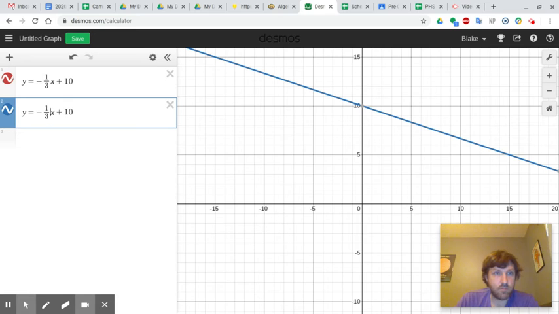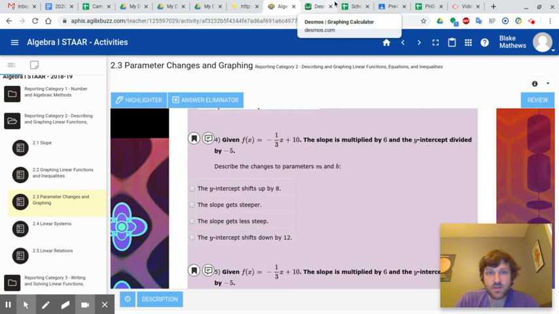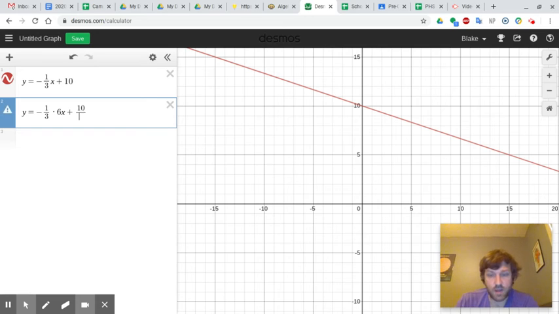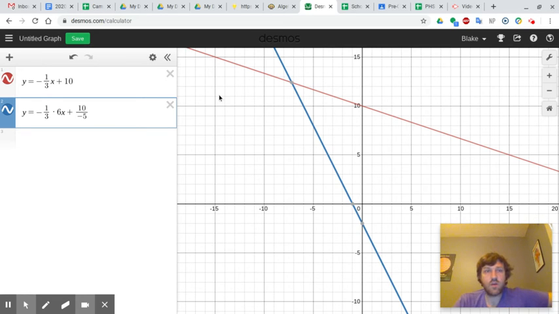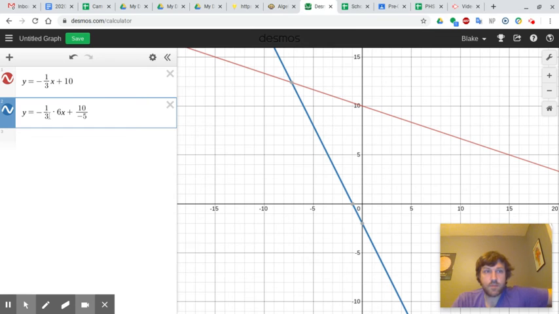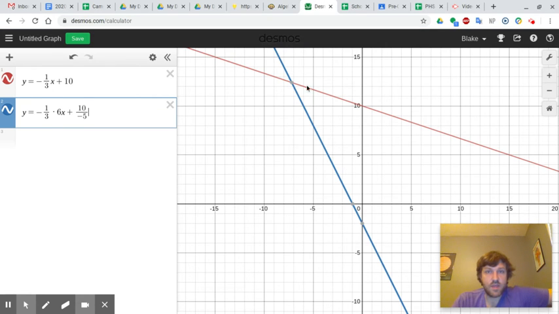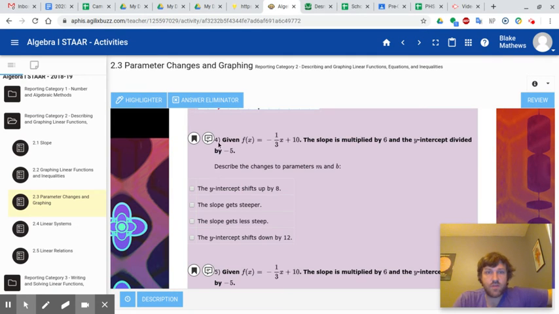They want us to multiply this times 6. Okay, interesting. And they want us to change the 10. They would divide by -5. So let's divide it by -5. Okay, so we actually did what they told us to do. We multiplied the slope by 6, and we divided the y-intercept by -5. And it looks a little crazy, but it did change the graph. So let's see if anything happens.